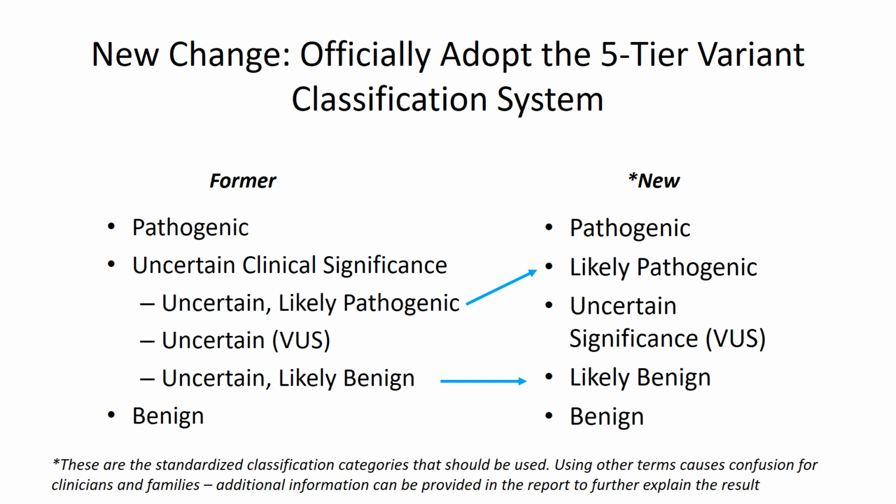The first of which was to officially adopt the 5-tier variant classification system, which had been recommended for sequence variants since 2015. It involved separating CNVs classified as likely pathogenic and likely benign out from a primary uncertain category. The committee recommends using these standard classification terms for all CNV types, in order to avoid confusion for clinicians and families. If caveats exist, additional information can be provided in the report text to further explain the result.